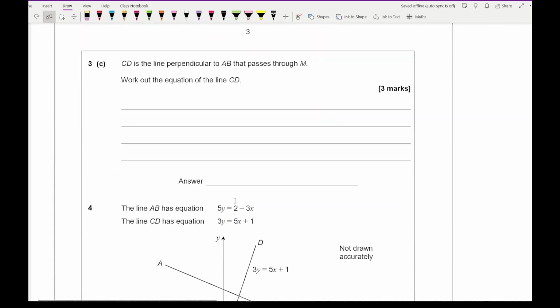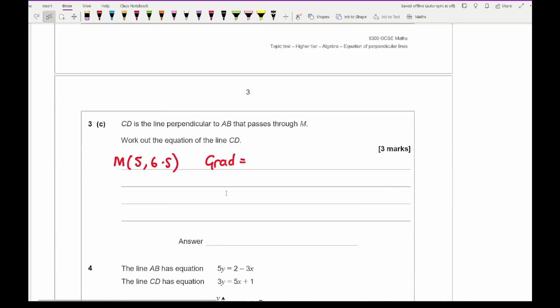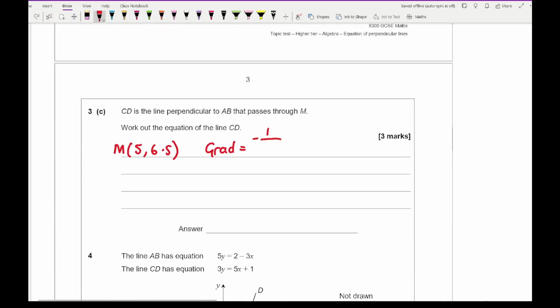Moving on to C, it says CD is perpendicular to line AB and passes through M. Work out the equation of line CD. Well, M has got a coordinate of, if I remember, 5, 6.5. We know that if it's perpendicular, the gradient is going to be the negative reciprocal, minus 1 over a half. And if you want the negative reciprocal of a fraction, just flip the fraction, so that becomes minus 2 over 1, which becomes minus 2.